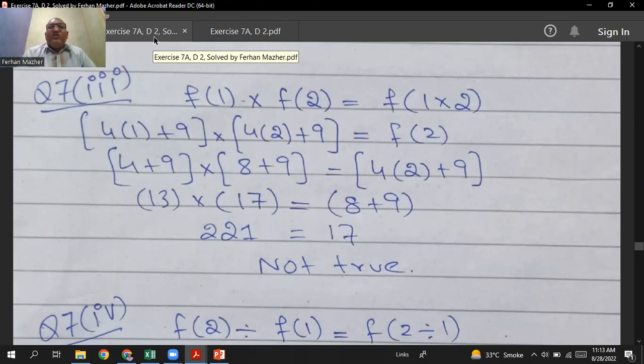On the right side, you have f of 1 multiplied by 2, which means f of 2. So f of 2 will be 4 into 2 plus 9. That will be 8 plus 9. That's 17. So the value of the left side is 221, and the value of the right side is 17. And they are not equal to each other. So it means that statement is wrong. It's not true.